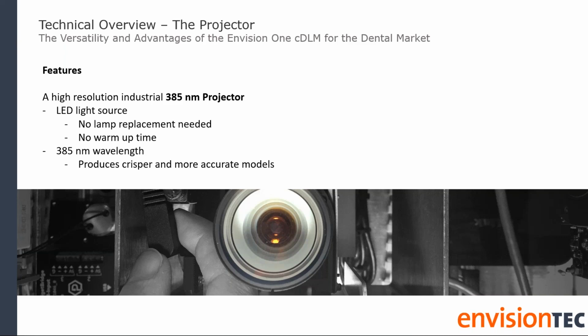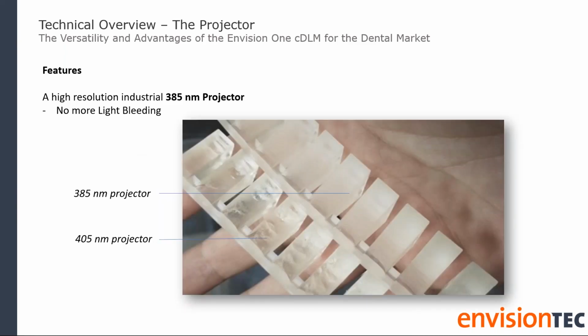Currently, most 3D printers on the market use a 405 nanometer wavelength light source, which was designed for standard film projection. The industrial 385 nanometer wavelength projector utilized by the Envision One was designed and optimized for 3D printing. This projector is an LED light source that does not require any warm-up time or any lamp replacement. The 385 nanometer wavelength is a shorter UV wavelength than the 405 nanometer. This results in more precise printed models and overall better accuracy. A shorter wavelength focuses the curing field.